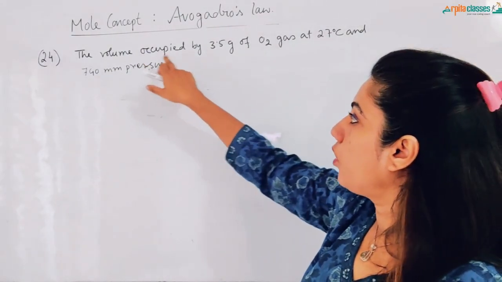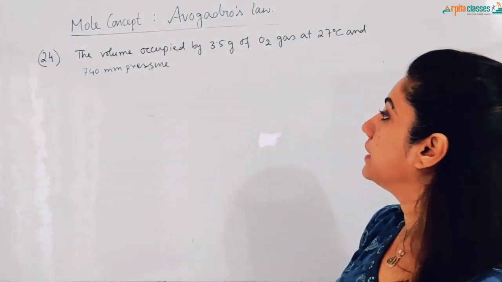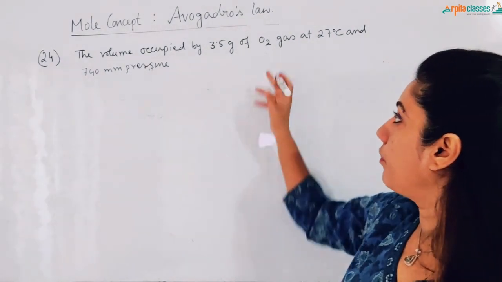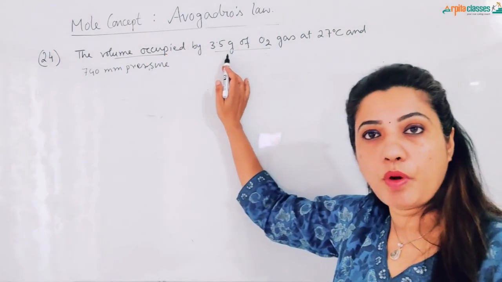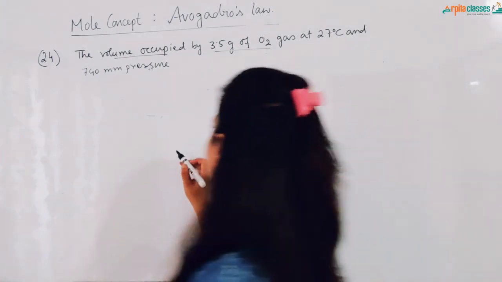We have to find out the volume occupied by 3.5 gram of oxygen gas at 27 degrees Celsius and 740 millimeter of pressure. So 3.5 gram of oxygen gas, and they are asking for volume occupied. So we know that the molecular weight of oxygen occupies 22.4 liters at STP. So first we'll do that.